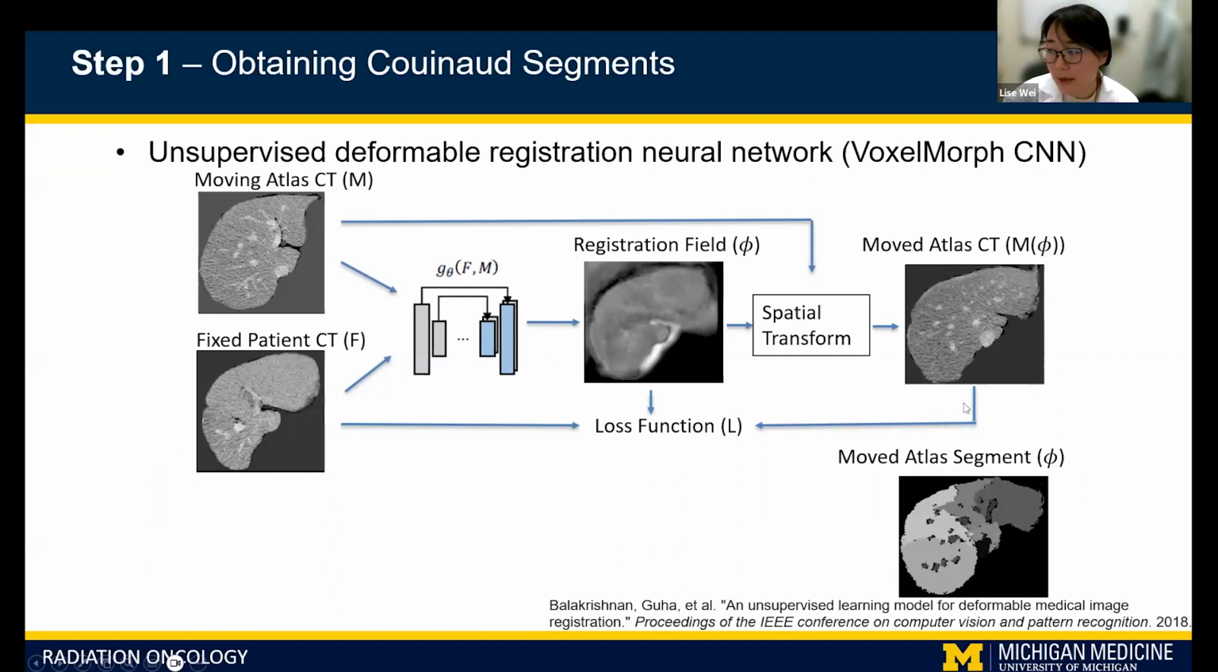And then we can calculate the loss between this output and the fixed patient CT, and then train the model. And this is an example of how, after this Atlas is registered to the fixed patient CT, the contours of the Atlas can be applied to the patient to get the patient 8 segments. So it's not perfect, but it's good enough for our purpose for the prediction.